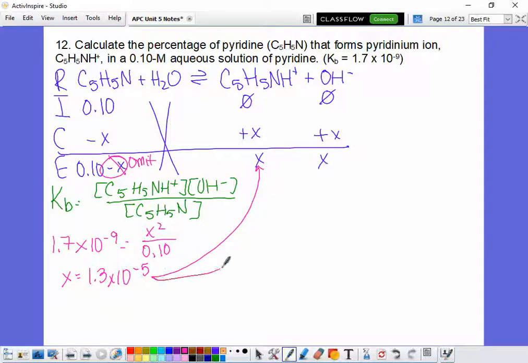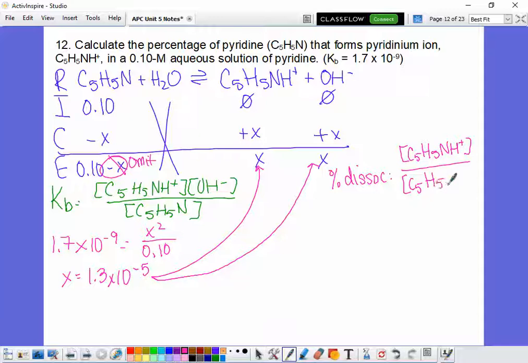Okay? So x is equal to the concentration of both pyridinium ion and hydroxide. But I don't care about the hydroxide. I only care about the pyridinium because I'm trying to find the percent dissociation. The percent dissociation is going to be the concentration of C5H5NH plus that is formed from the initial C5H5N.